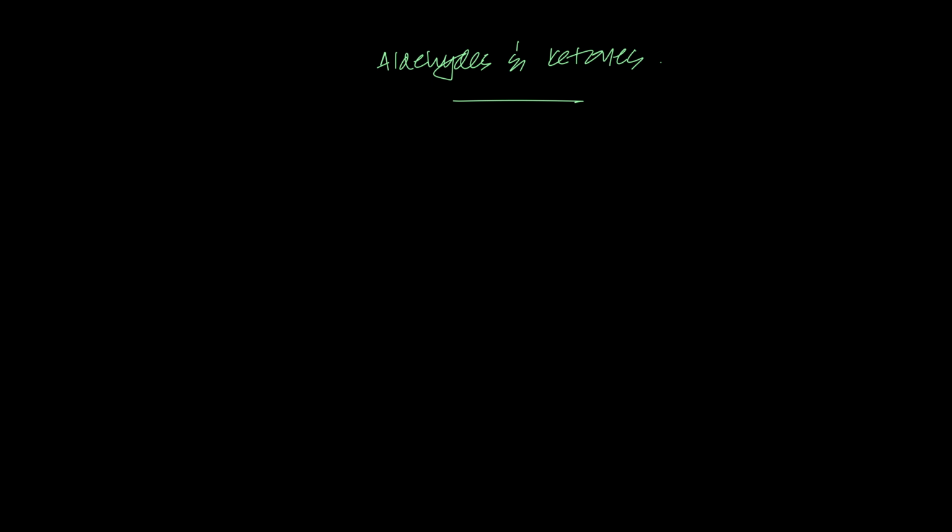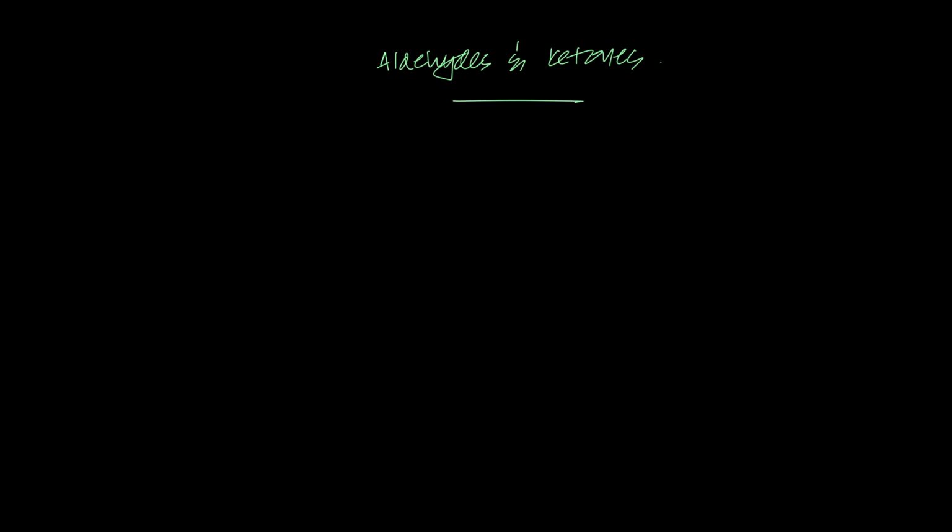So first you have to go over the namings, you have to go over isomerism, you have to go over a general idea of every single family, and only then will you be able to understand the mechanisms and everything in every single family, right? So, aldehydes and ketones.